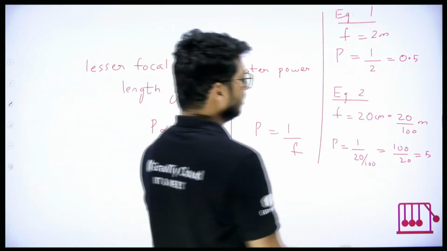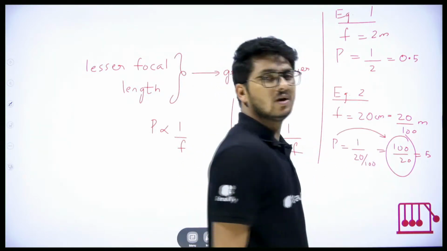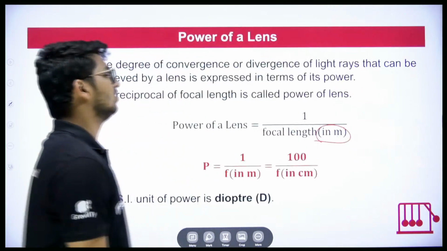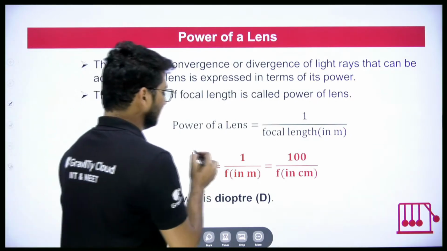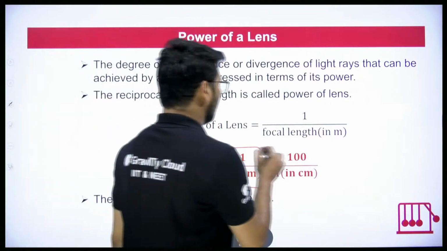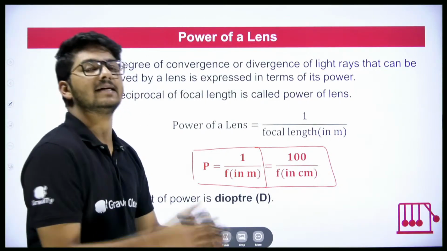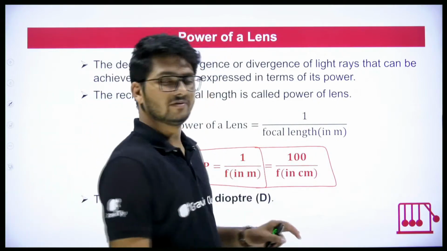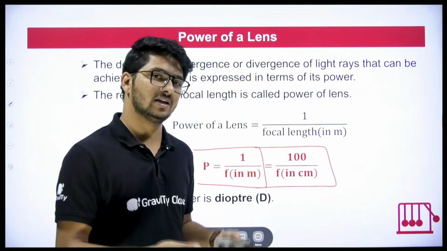So look at this. When we are taking it in terms of centimeter, we can directly make use of this formula, 100 by focal length in centimeter. That's why we have this formula. For our convenience, we define two types of formula. One is directly 1 by focal length when the focal length is in meters, or 100 by focal length when it is in centimeter. Got it? So very simple formula, 1 by f. The only thing we have to be careful about is whether the units are in meters or in centimeters.